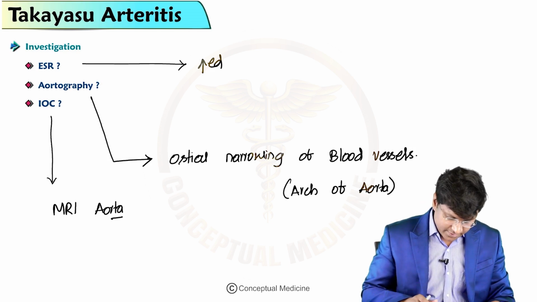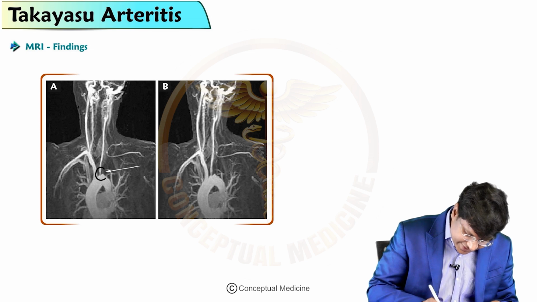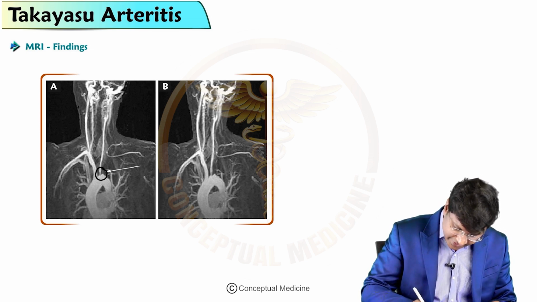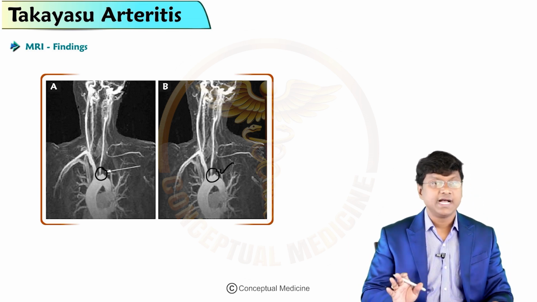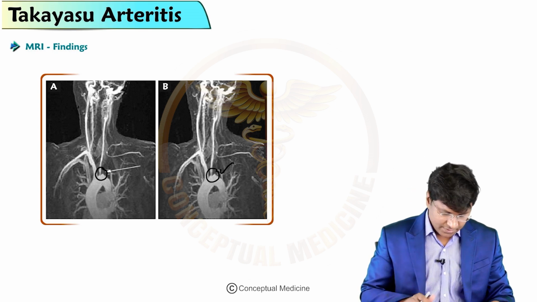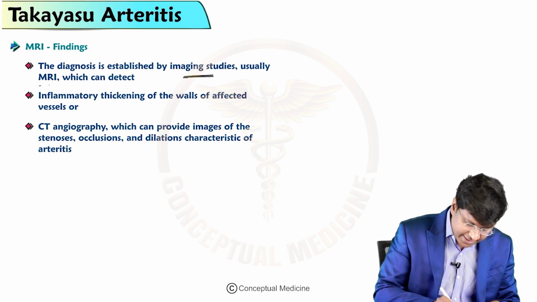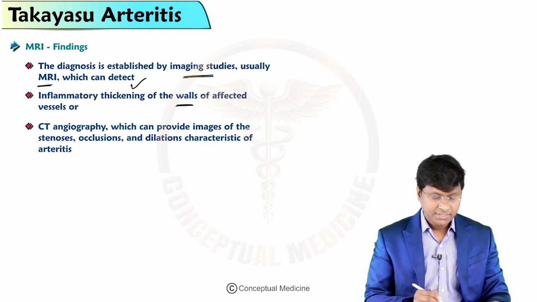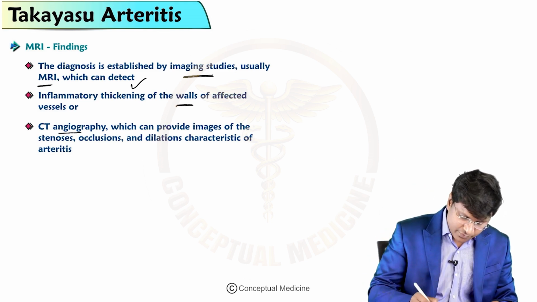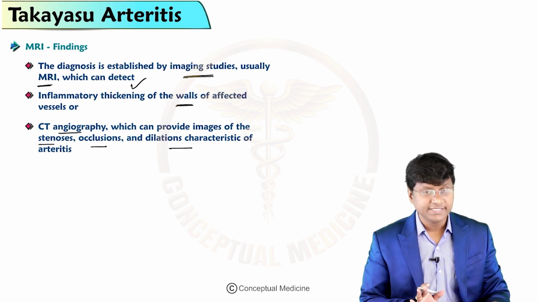Now, this will be the MRI, wherein you can observe the narrowing at this point. Yes, so you can make out here where you have the narrowing. Okay, next, the diagnosis is established by imaging studies, usually MRI, which can detect the inflammatory thickening of the walls of the affected vessels. Or even you can do CT angiography, which can provide images of the stenosis, occlusion and dilatation, which is characteristic of your arteritis.